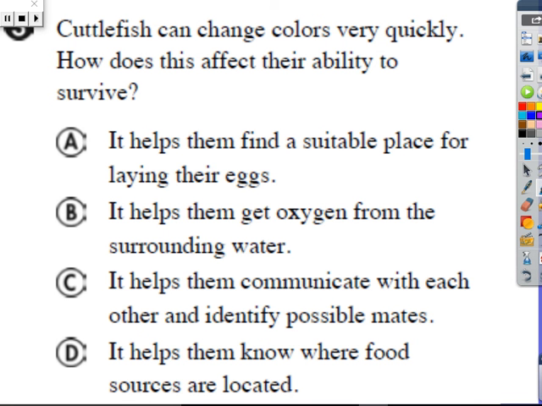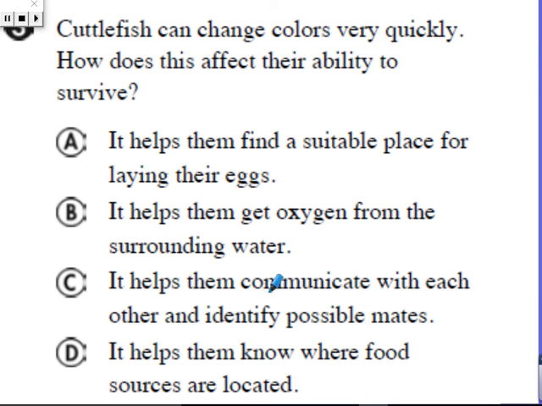The cuttlefish can change colors very quickly. How does this affect their ability to survive? It helps them find a suitable place for laying their eggs. It helps them get oxygen from the surrounding water. It helps them communicate with the others and identify possible mates. It helps them know where food sources are located. So if they change colors very quickly, how does that help them survive?